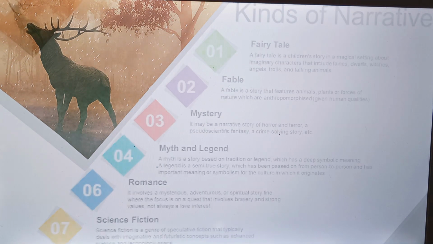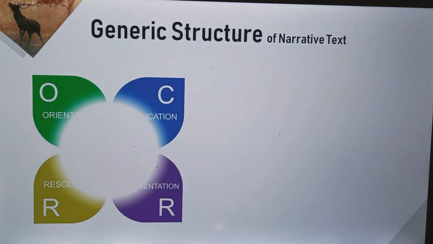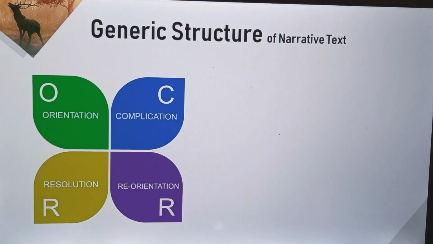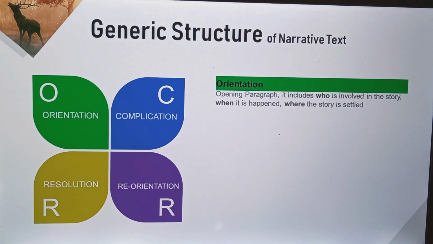Okay, so we come to the generic structure of narrative text. Okay, there are four parts of the narrative text. The first one is orientation, second one complication, resolution, and reorientation. So what is orientation? It's called as opening paragraph. Jadi ini disebut dengan paragraf pembuka.